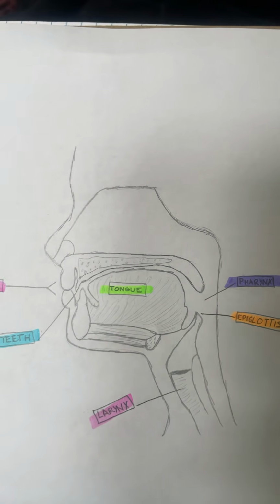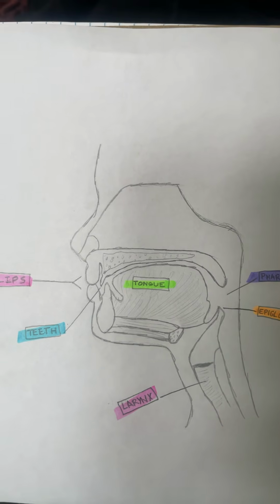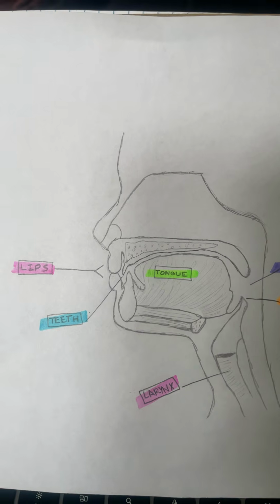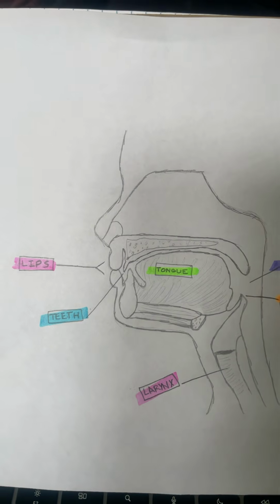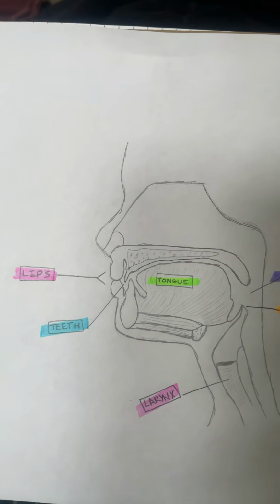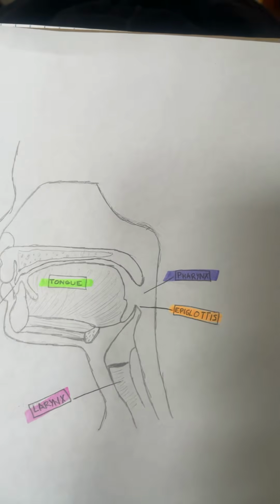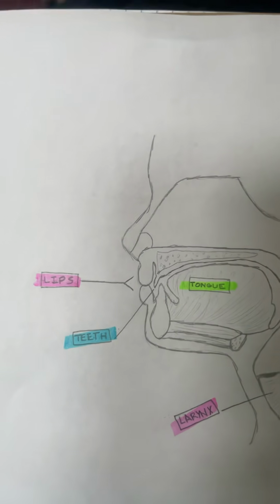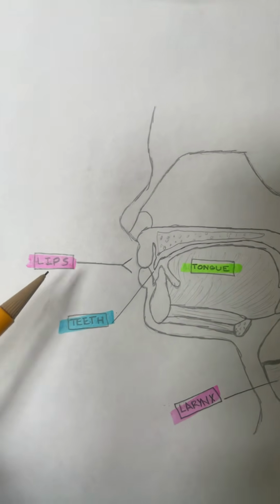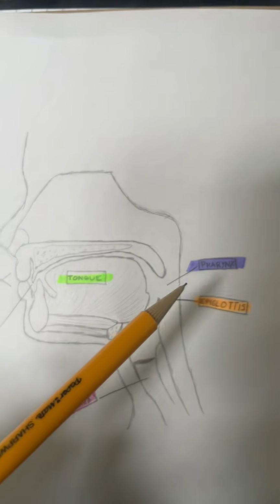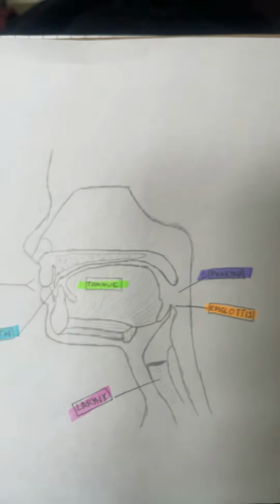Today we're going to be talking about the process of swallowing, the different stages that are part of that process, and the different structures within the body that help to facilitate that process. What we are looking at is a visual of our oral cavity, oral meaning the mouth. We have a few structures already labeled that we can see. We have our lips, our teeth, our tongue, our larynx, our pharynx, and our epiglottis.